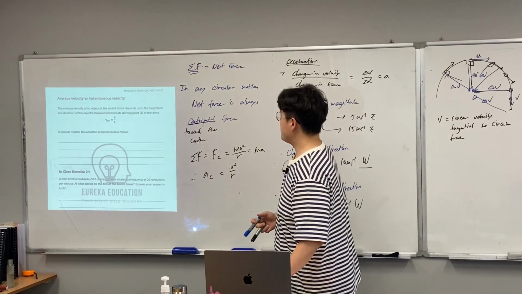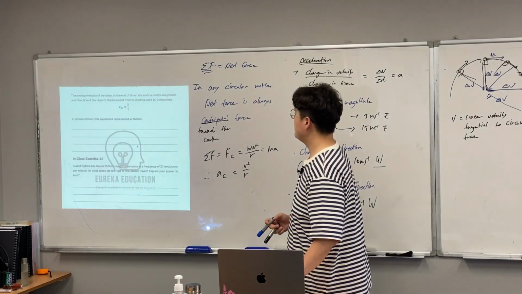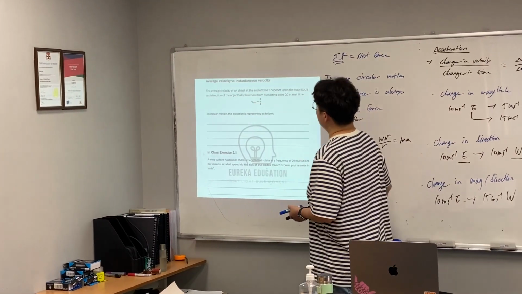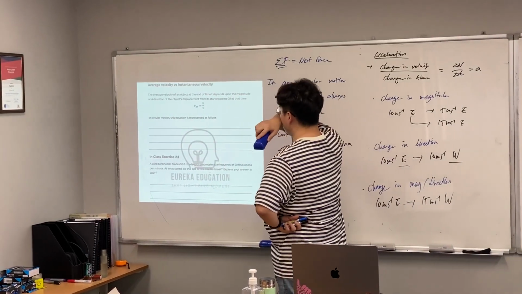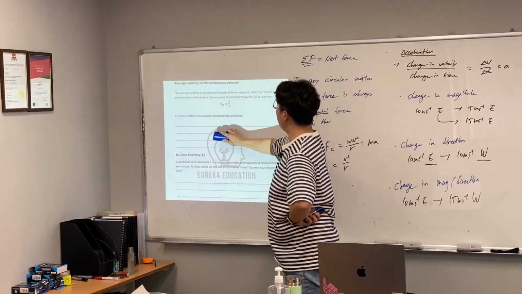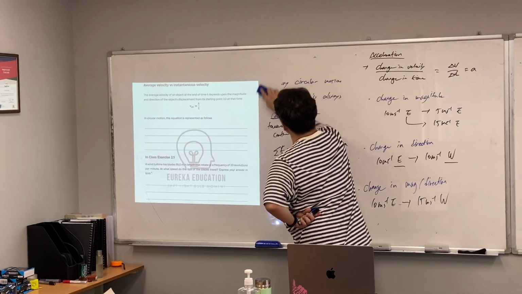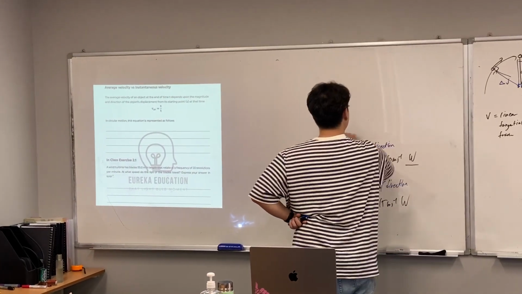So let's have a look at something, a basic year 11 question. Page 31, please. So the average velocity of the object at the end of the time t depends upon the magnitude and direction of the object's displacement from its starting point at the time. You can copy this down, especially for the circular motion, because we are thinking about a circle there.